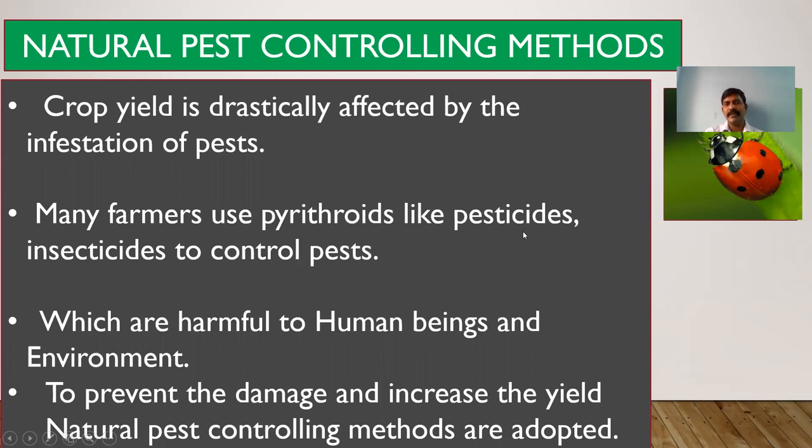But these pesticides are harmful to nature and harmful to human beings, cause cancer-like diseases, and cause soil pollution and air pollution. That's why we should reduce these pesticides as much as possible. To prevent the damage and increase the yield, natural pest controlling methods are adapted. Use natural pest controlling methods like the ladybird beetle. This can kill some of the insects. This one is helpful to control the pests.